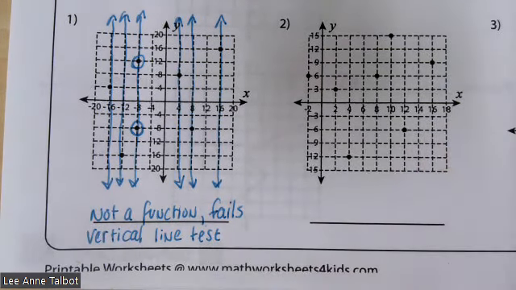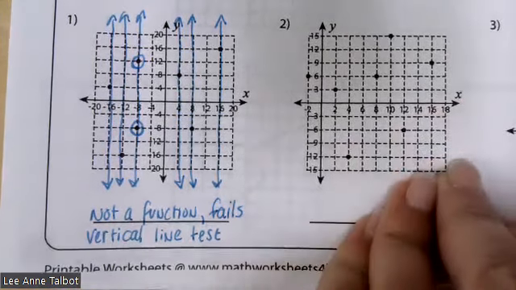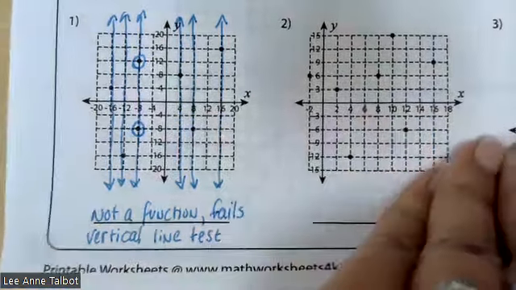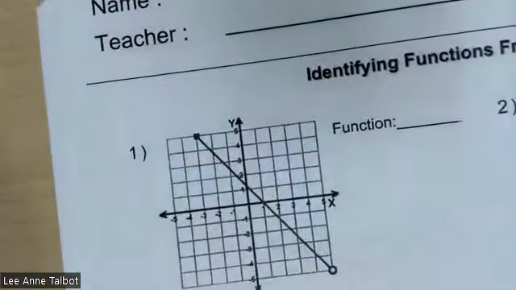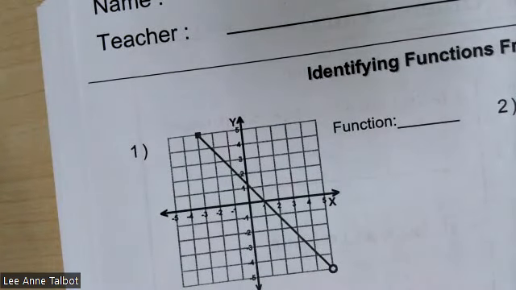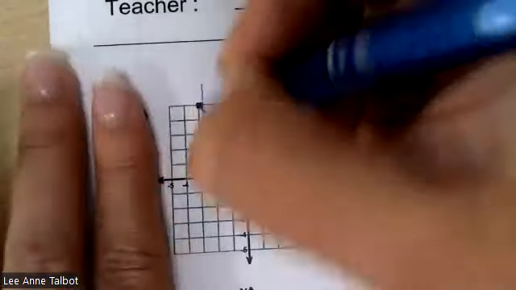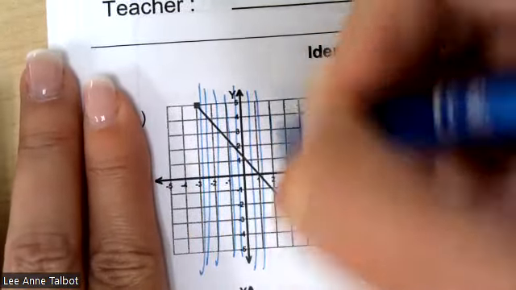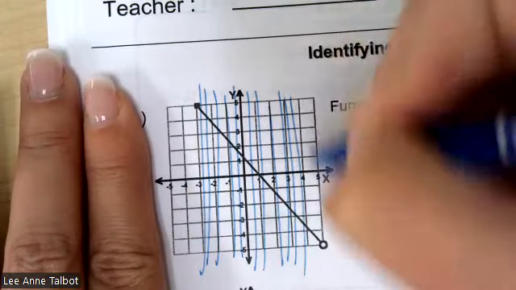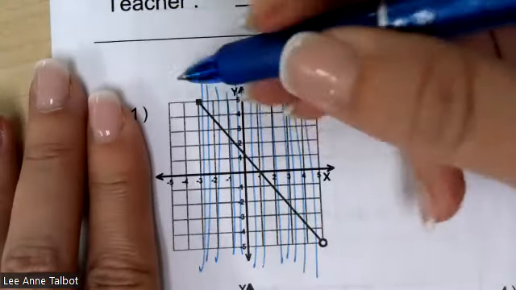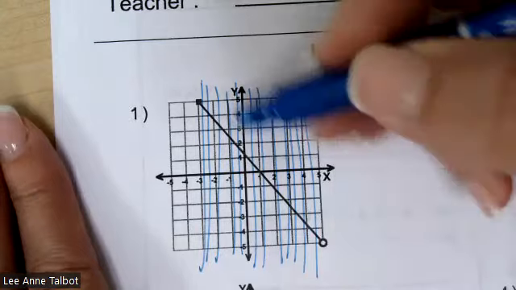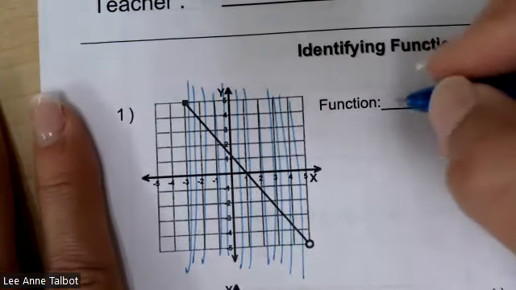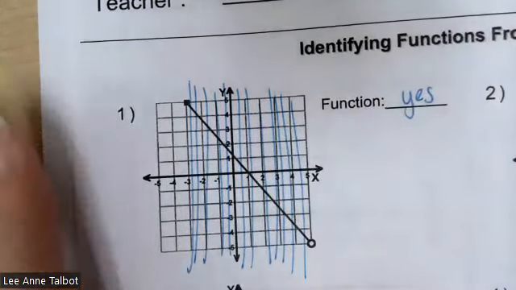Okay, now flip to the back side. And these are all vertical line test problems. So you're like, okay, just throw vertical lines in. Do I ever hit the original graph more than once? If not, it is a function.